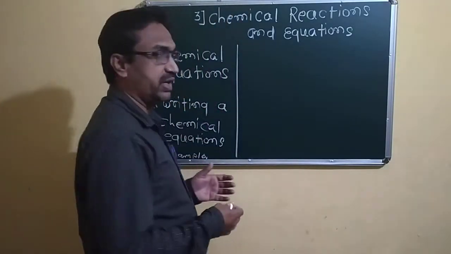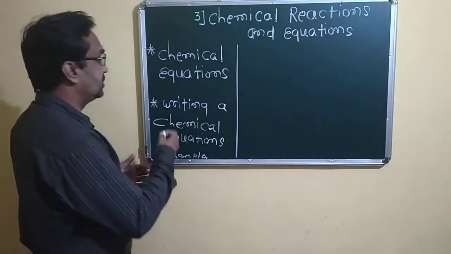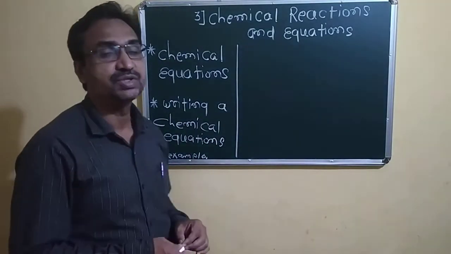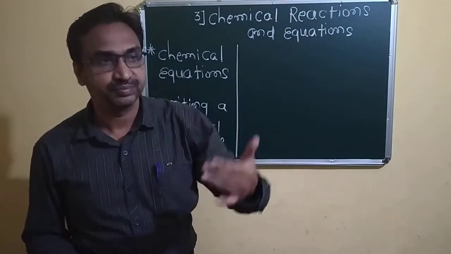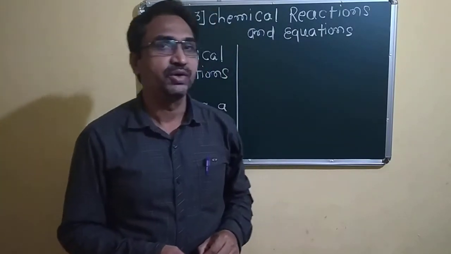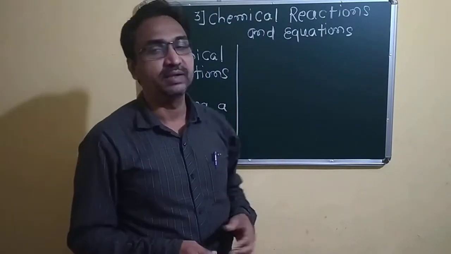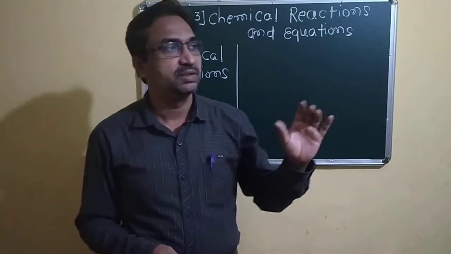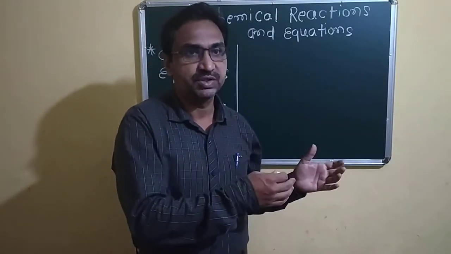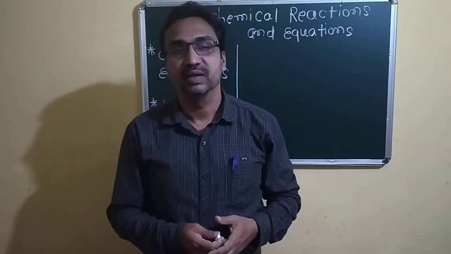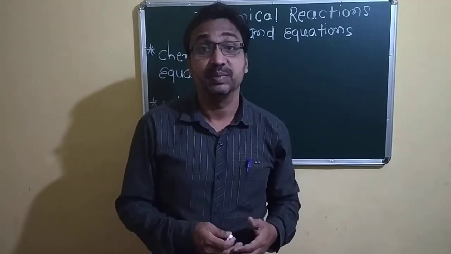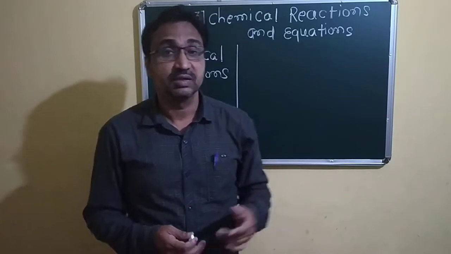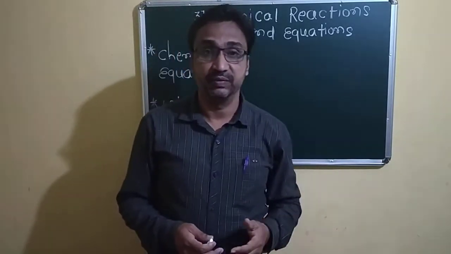There are a few steps for writing a chemical equation. Writing a chemical equation is another way of describing a reaction. That means you do not have to write in words that these are the reactants, the substances taking part in a chemical reaction or chemical change, and after the change, these are the substances that are produced.